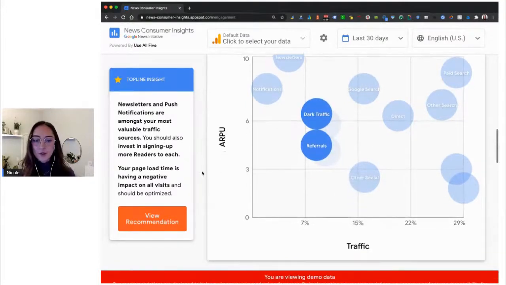And then what we'll do here is we'll look over on the left-hand side for the top line insight. Newsletters and push notifications are amongst your most valuable traffic sources. You should invest in signing up more readers to each of those. And so what that will then do is we'll use this tool to dive into a deeper recommendation on how to create more users within those segments.